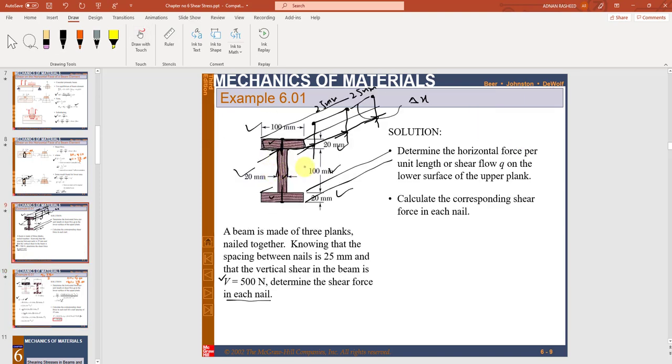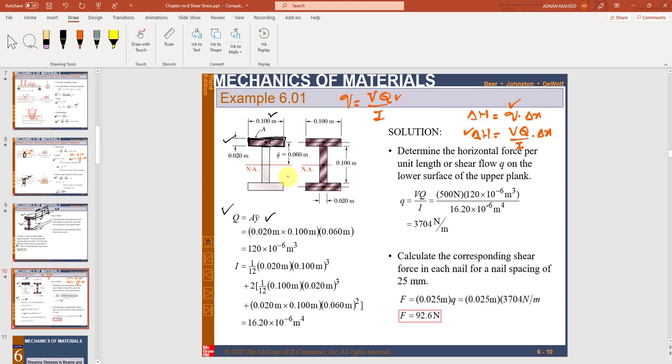Total height of the beam is 140 millimeters. Thickness of web is also 20 mm. Clear? Now what is Y dash? Y dash is actually the distance from neutral axis to the mid of this area. Now the mid of this area is this. Clear? And distance from neutral axis to mid will be this.